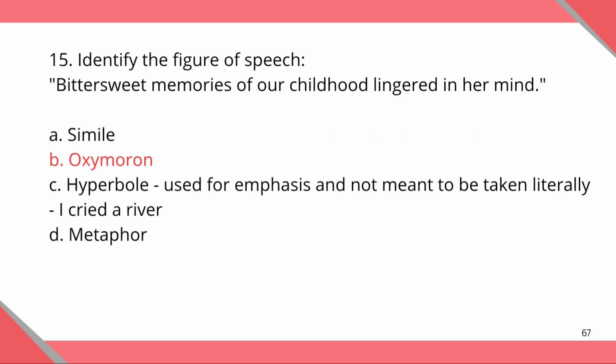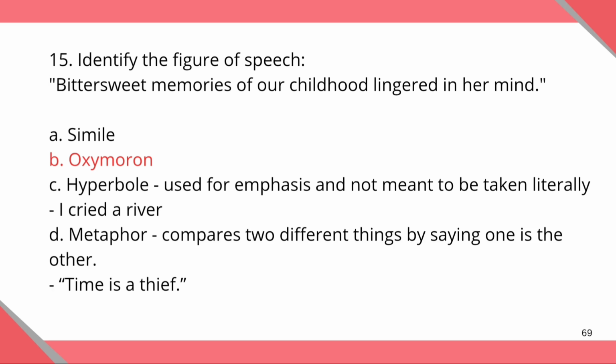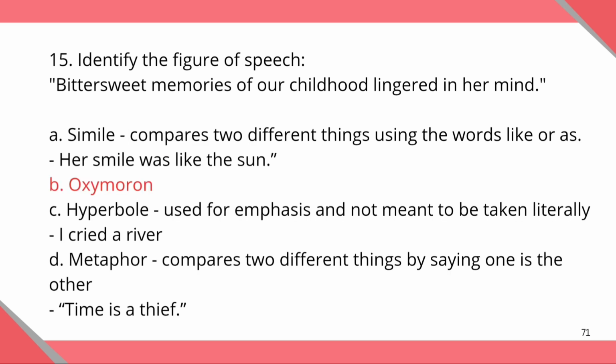Oxymoron. While the hyperbole is an exaggeration used for emphasis and not meant to be taken literally. The example is, I cried a river. The metaphor directly compares two different things by saying one is the other. The example is, time is a thief. And lastly, the simile. It compares two different things using the words like or as. The example is, her smile was like the sun.